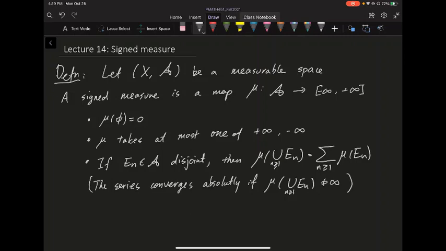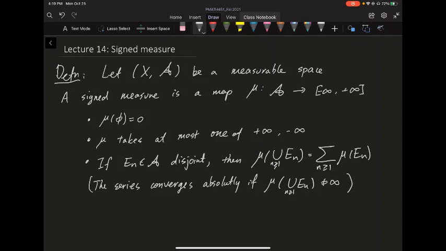It's a generalization of the measure that we saw already. So let's state the definition first. Suppose I have a measurable space. A signed measure is essentially just removing the requirement that my measure need to be finite, need to be positive. So I can now take a value, mapping the sigma algebra A to negative infinity to positive infinity.